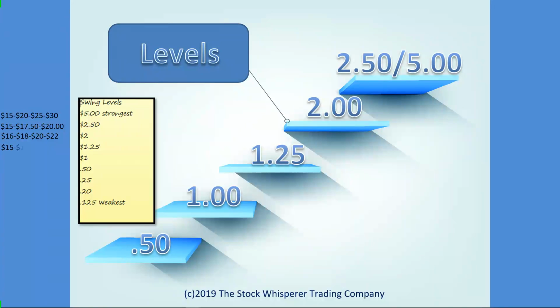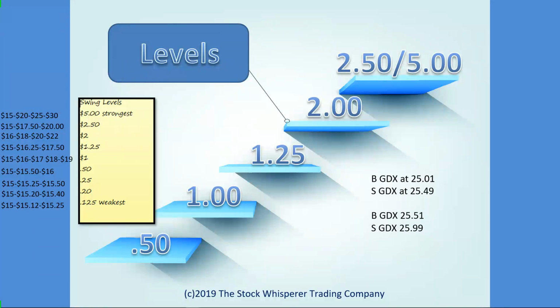The next are the $2 increments, right? The dollars, the 50 cents, okay, and the eighths. So here's an example. Buying GDX at $25 and a penny. You don't want to buy it at 25. You want the 25 on the bid. Support. If the 25 is on the offer, it's resistance. They're selling there. Once it moves to the bid, you want to buy it at 25.01.